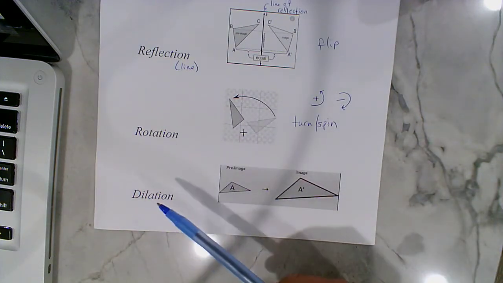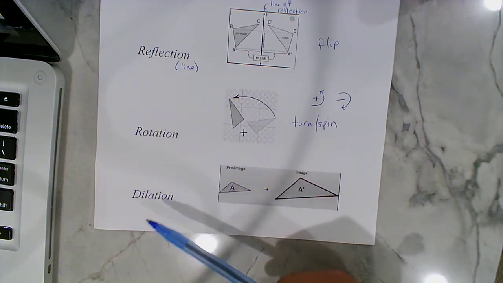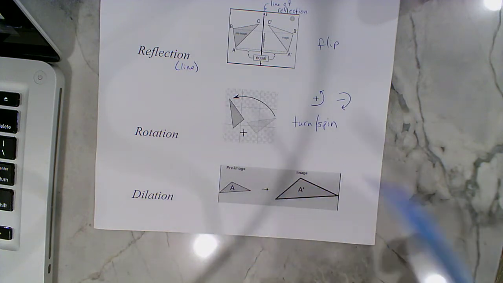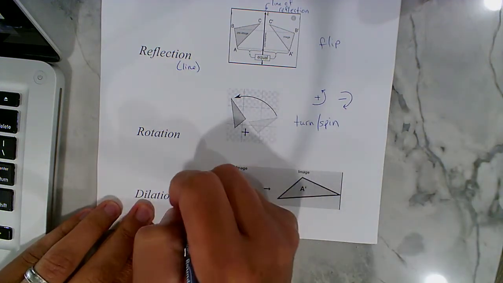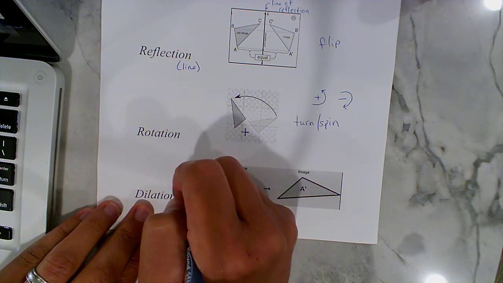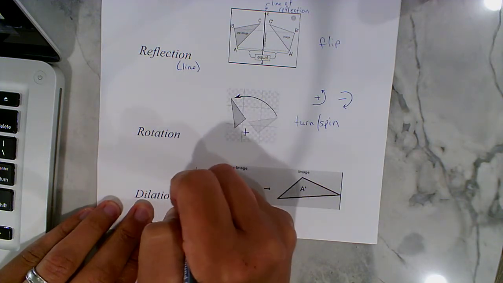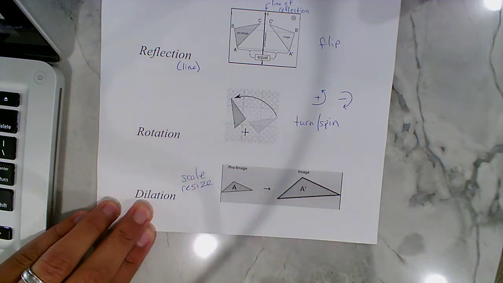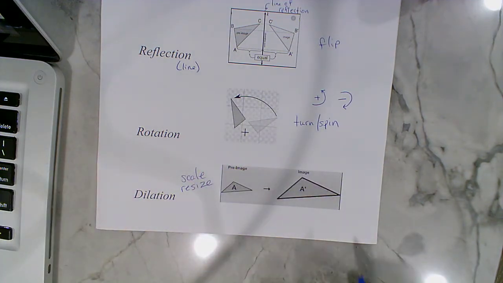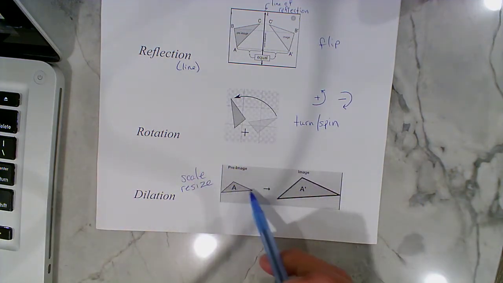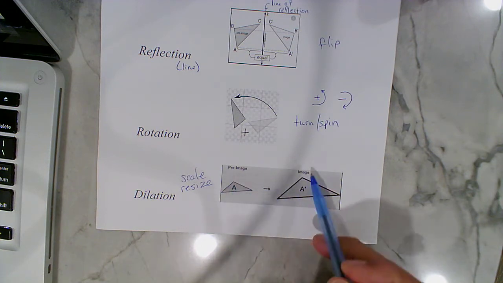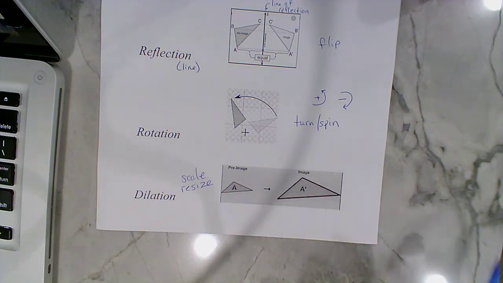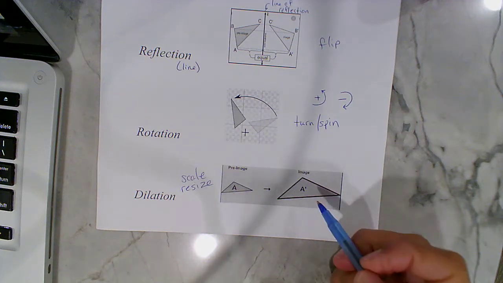And that was the last one that we're going to talk about, which is a dilation. Dilation, if I'm going to give you a word, is to scale or to resize. So in this case, your pre-image was here, and it got bigger. It scaled it up, it resized it larger. It doesn't have to be larger. The image could wind up being smaller.